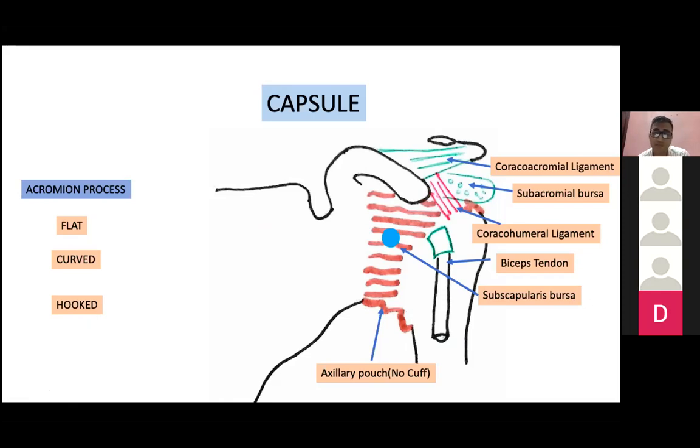That is why, while we are operating on the rotator cuff tear or impingement syndrome, the decompression, that is acromioplasty, combined with repair, has shown better results. So acromioplasty, or the surgery on the acromion, has to be considered while we are operating on the rotator cuff pathologies.